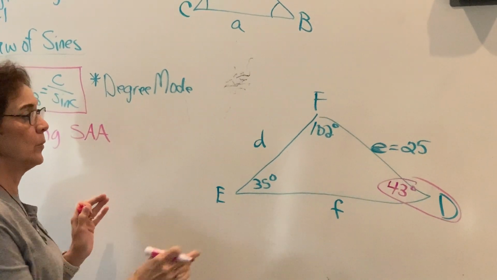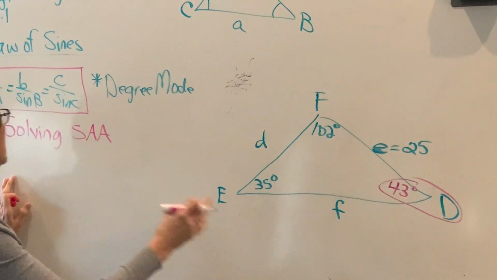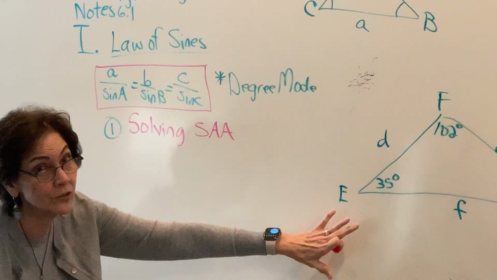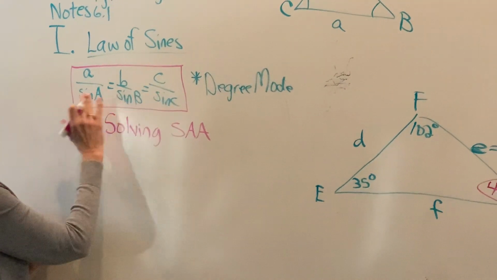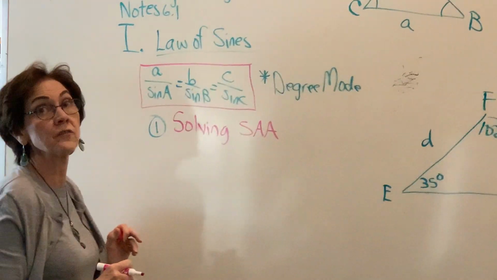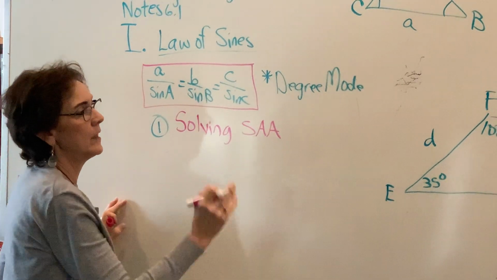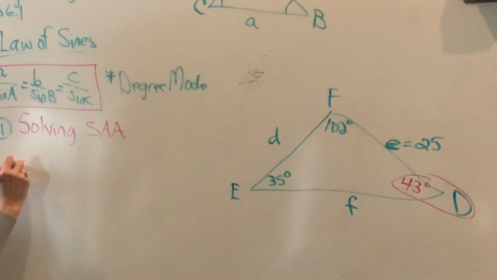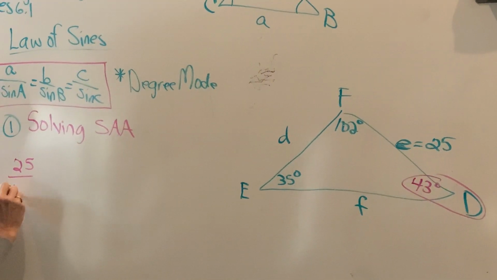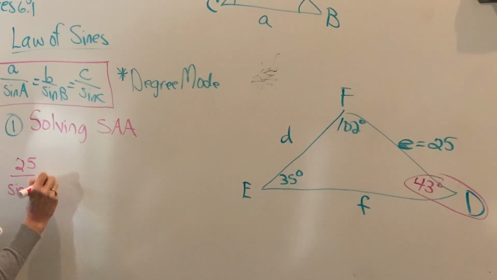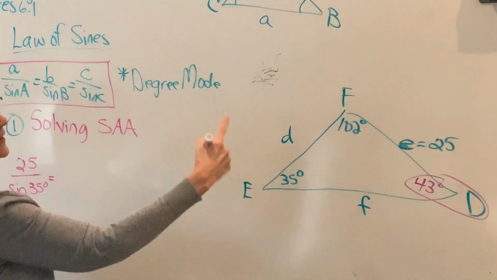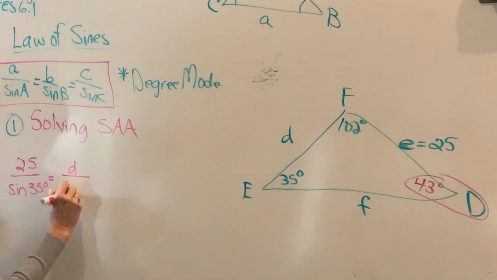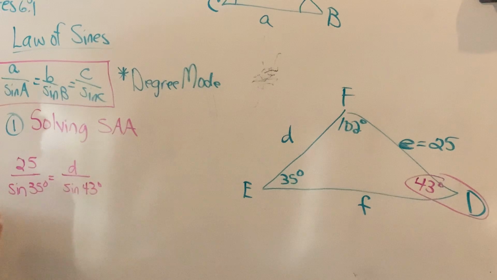All right, and then we can start doing what we were doing before. We cannot use the Pythagorean theorem. It's not a right triangle, okay? No 90-degree angle. So you can use the law of sines. It's called the law of sines. All right, so what do we know here? We know the e's. So we can say 25 over the sine of 35 degrees. And then we could just pick whichever one we want. So we'll do D over the sine of 43 degrees.